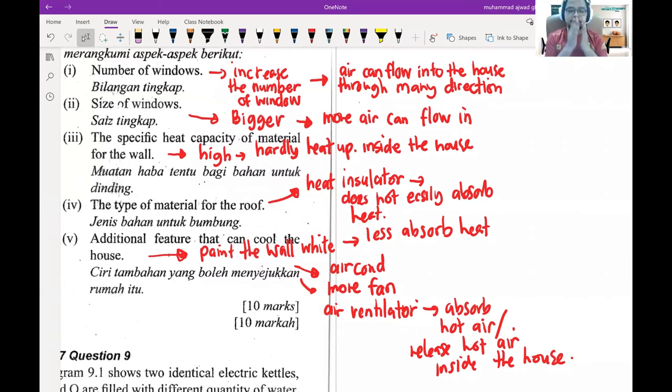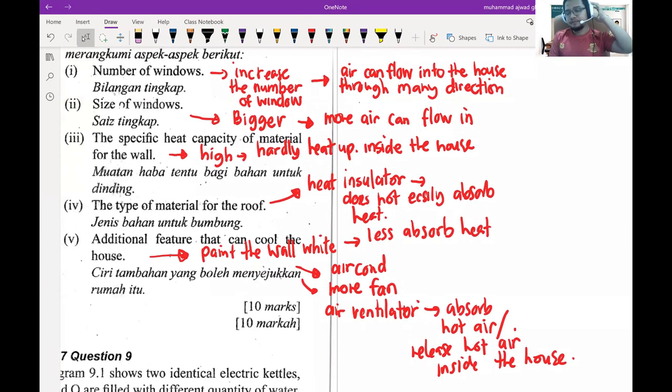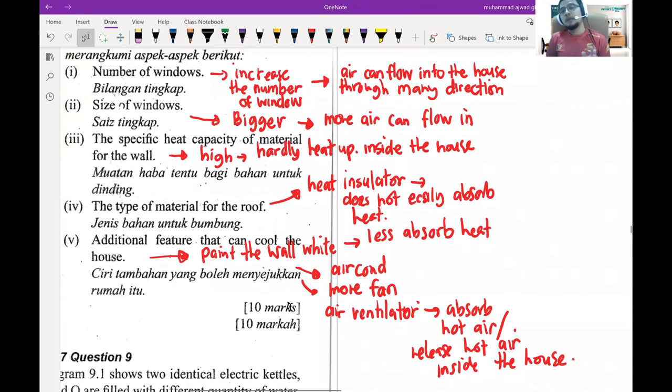Okay. Okay, dapat tak? Ada idea tambahan tak? Pergi nak tambah. Tu selalu orang buat lah. Aircon, more fan, ventilator, semua dia terima sebab ini open end. Open end maksudnya dia memang dia buka kepada korang asalkan idea tu betul dan diterima and ada konsep fizik dia. So dia terima. Okay, tu dia punya ni.